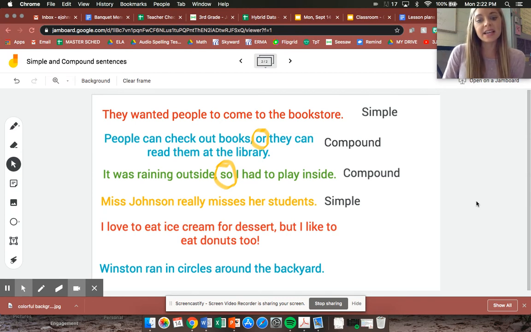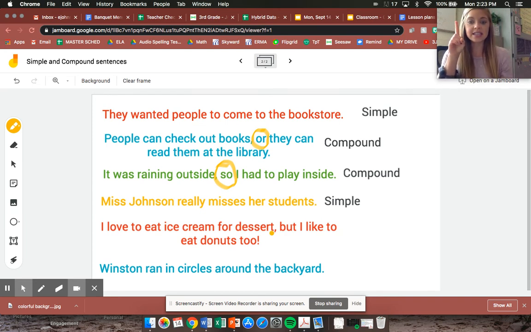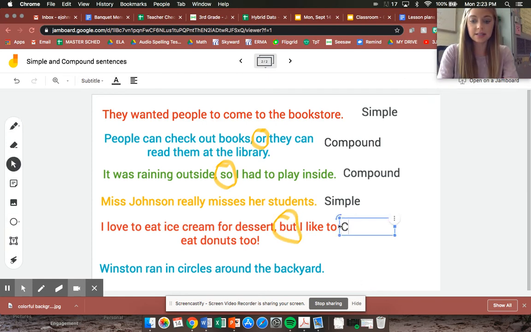Next one, I love to eat ice cream for dessert, but I like to eat donuts too. Well, is this telling us one thought or is it telling us two thoughts? If you think it's telling us two, then you're right. It says, I love to eat ice cream for dessert, one thought, but I like to eat donuts too. That's a second thought, and they're joined together by the conjunction but. So this is a compound sentence.